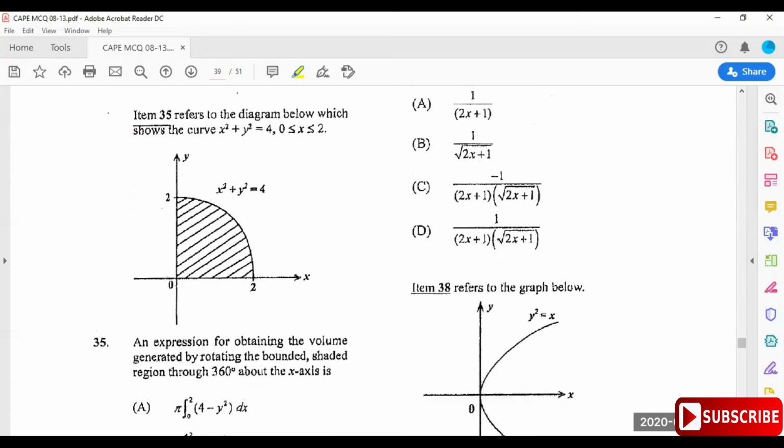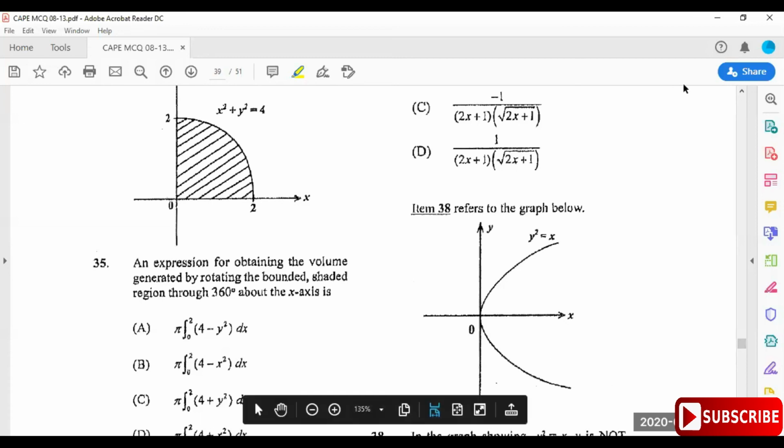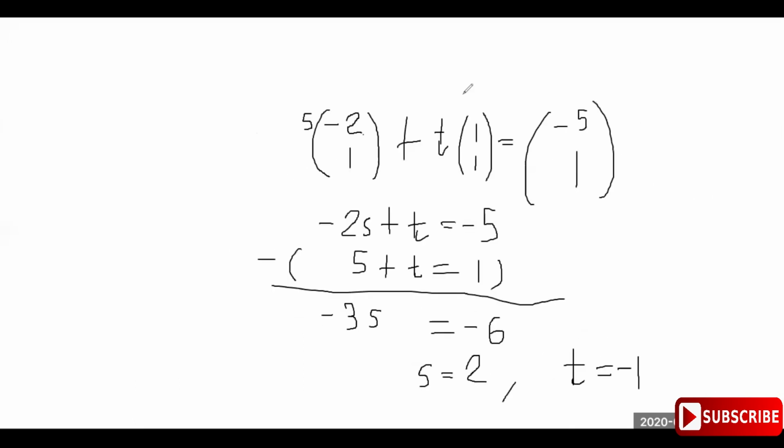All right, question 35. I'm sure it's going to be volume. There are two formulas for volume: volume around the x-axis, and volume around the y-axis. Before we even look at the question, I'm going to write down the formula. The volume is pi times the integral from a to b of y squared dx. This is volume around the x-axis.